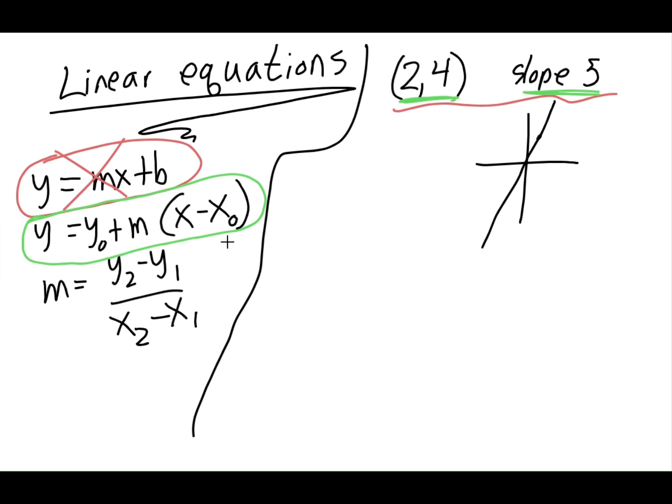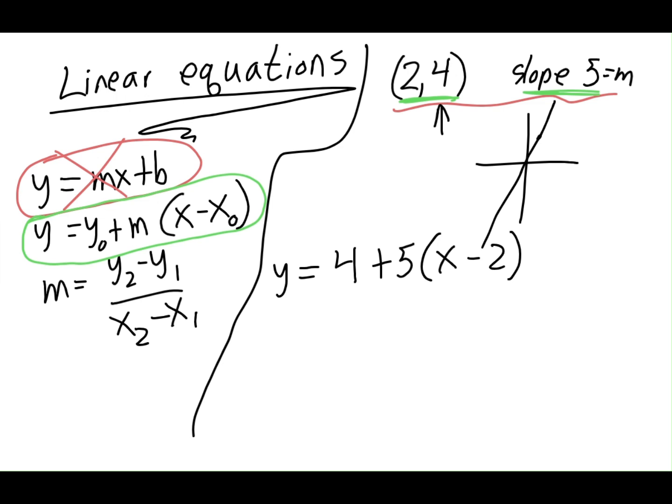So y naught means the y value of the point and x naught means the x value of the point. So we can just plug it all in. y equals y naught, well, that's 4. That's the y value of the point, the second value in there. Plus m, which is 5. They directly told us that. m is the slope. Times (x minus x naught), which is 2.